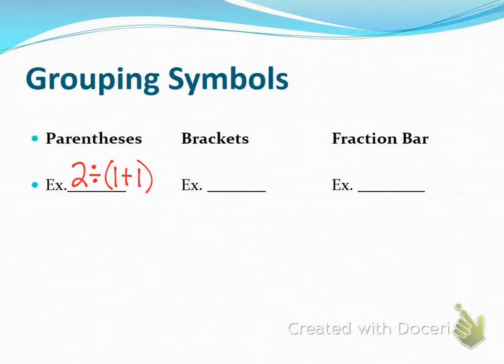Brackets are very similar to parentheses. They just look a little bit different. So that would be something like 5 times [7 minus 2]. So brackets look a little boxy, whereas parentheses are more round. We did see brackets in our notes for simplifying on day 1 also. They use some brackets sometimes.